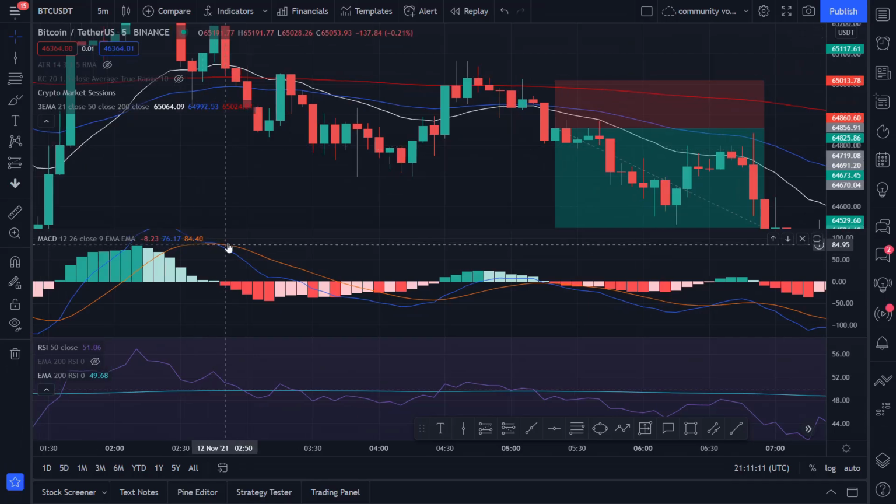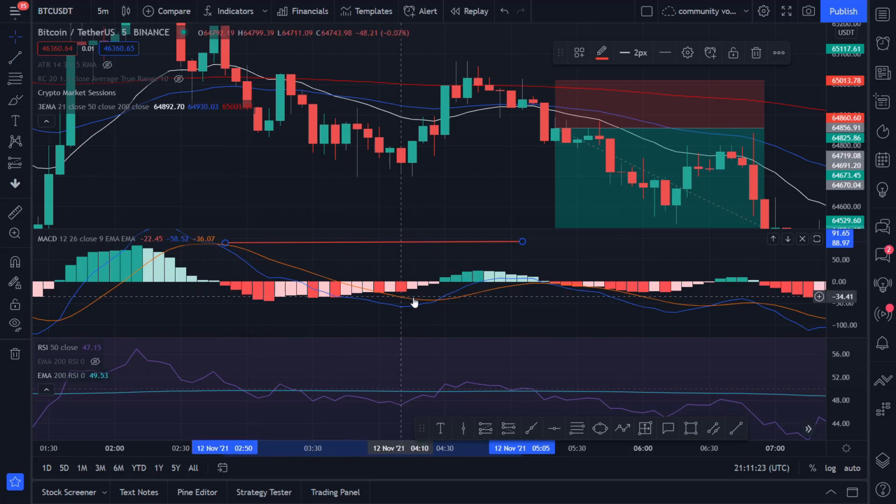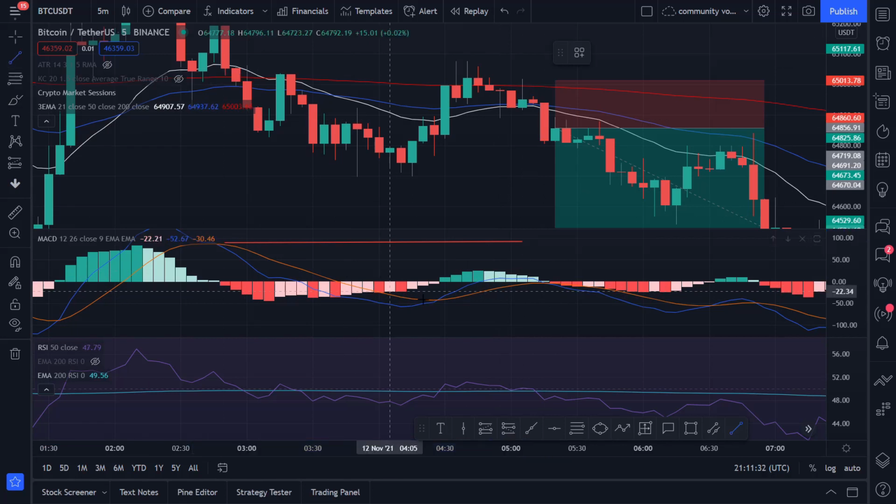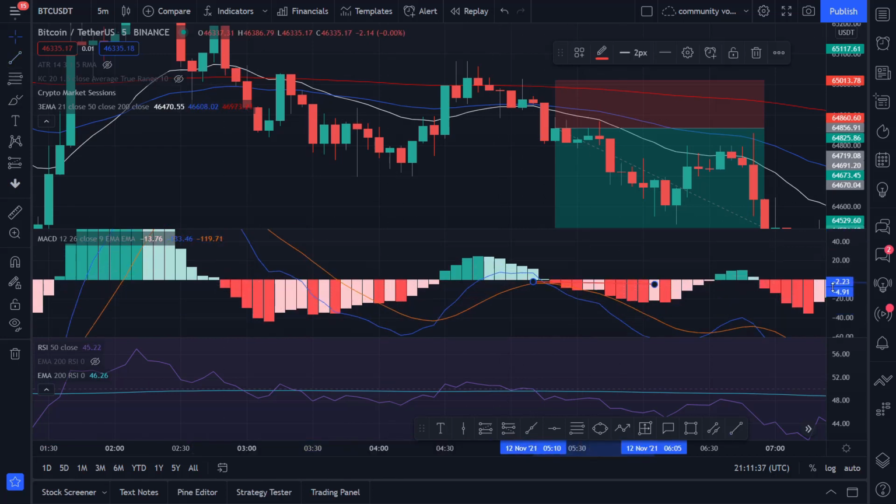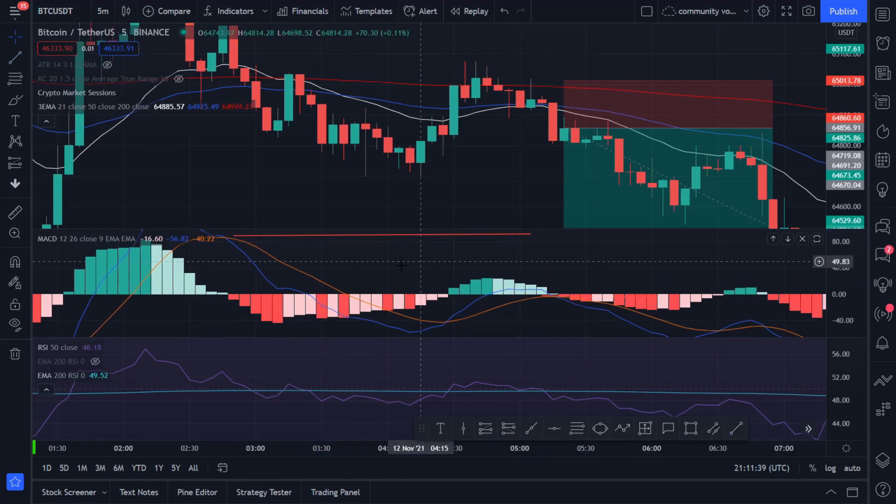Here you can see that we get a cross down on the MACD, so I'm going to mark that level. After that, we get a cross up right here, and then we get a second cross down right on this candle. So if you compare the first cross down level and the second cross down level, you can see that the second one is lower than the first one. So this condition is met for the entry.